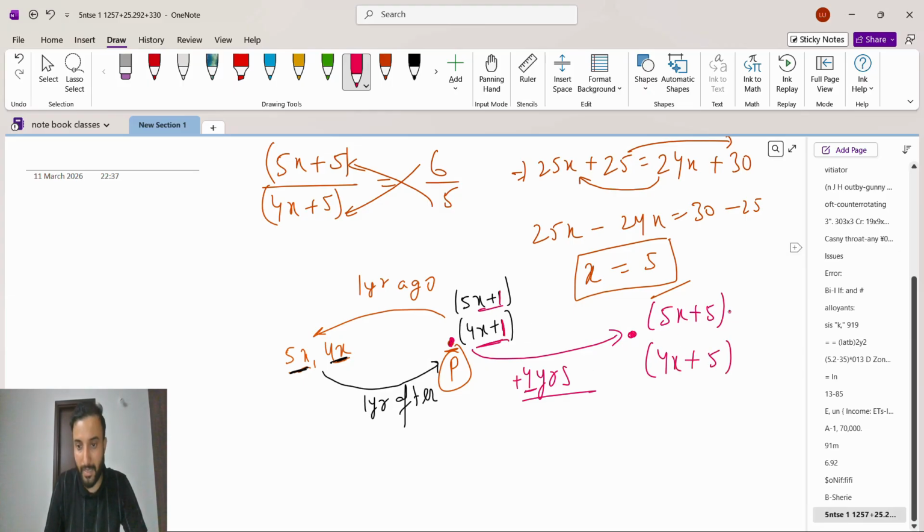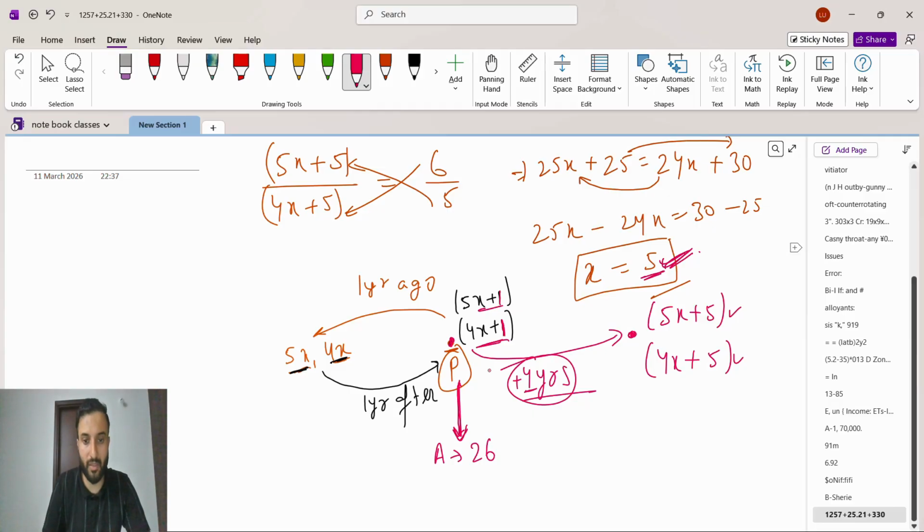A's age is this, B's age is this after 4 years. Okay, so guys, we get to know the x value is 5, which means we will get to know the present age. The present age of A is 5x plus 1. So x is 5, 5 fives are 25, plus 1, 26.